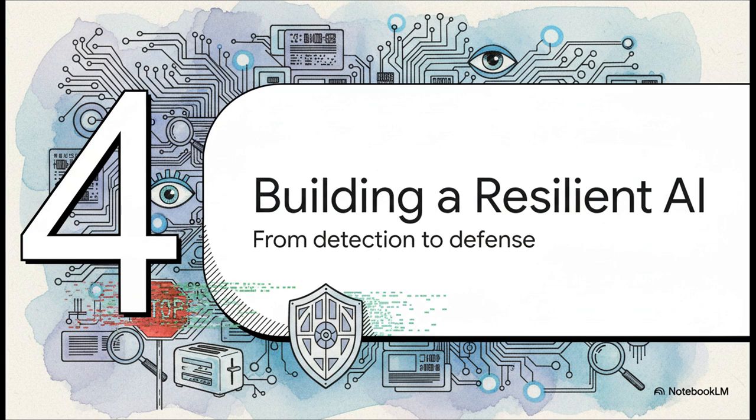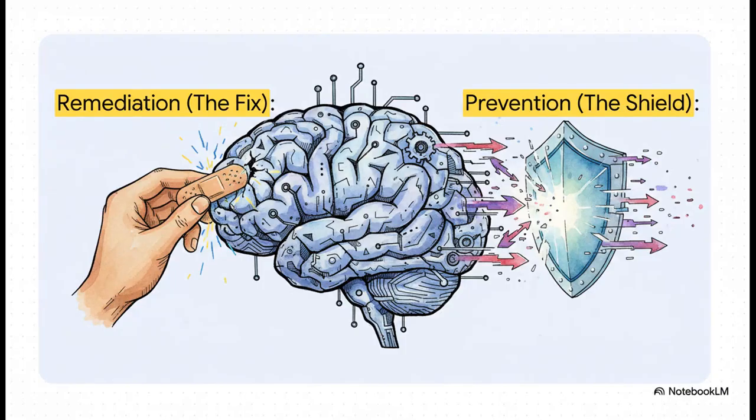So for our final section, let's talk about how we can move from just detecting to truly defending. The strategy really breaks down into two parts. On one side, you've got remediation. That's the fix for what to do after an attack happens. But on the other, more important side, you've got prevention. That's the shield you build to make the model stronger from day one.